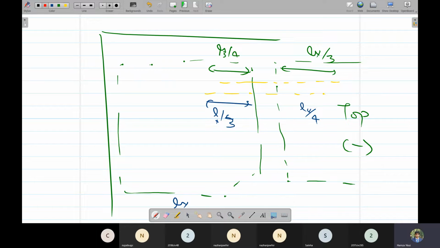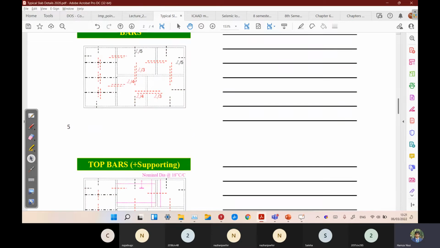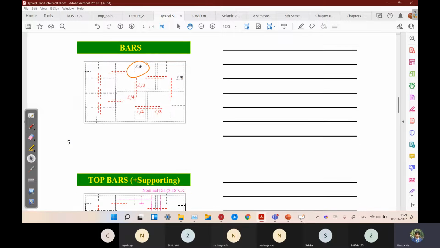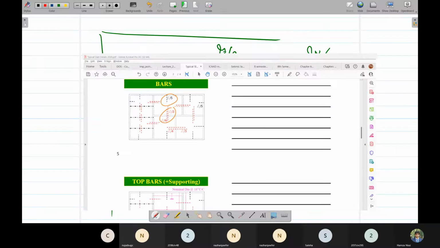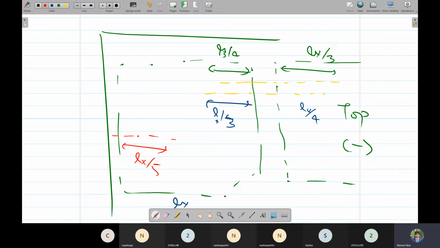If it is an internal support, or if this is an external support, for example this, we simply curtail it at Lx by 5 length. These lengths are given. You have to memorize them. The external support is at Lx by 5, while the internal ones are alternate. First is L by 4, the second is L by 3. And similarly in the Y direction, exactly the same. Just the length you'll be using is Ly. Here we were using Lx, in that direction it would be Ly.